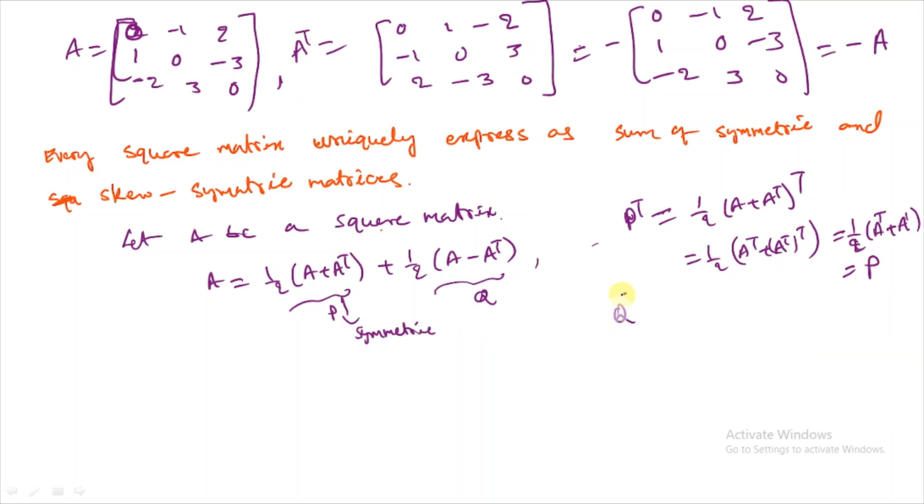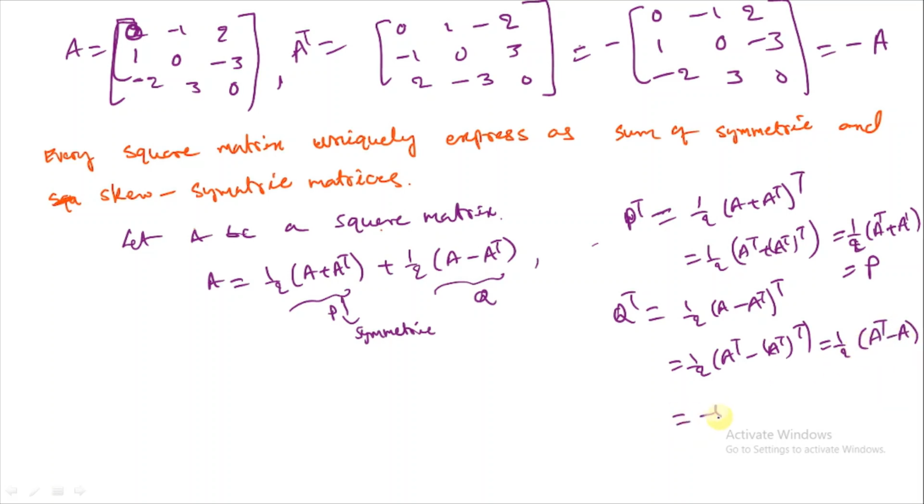Observe here Q. Suppose we take Q transpose, that is 1 by 2 of A minus A transpose, whole transpose. This is equal to 1 by 2 of A transpose minus A transpose of A transpose. This is equal to 1 by 2 of A transpose minus A. If you take minus common here, it is minus of A minus A transpose, which is minus Q. That means Q is skew symmetric.